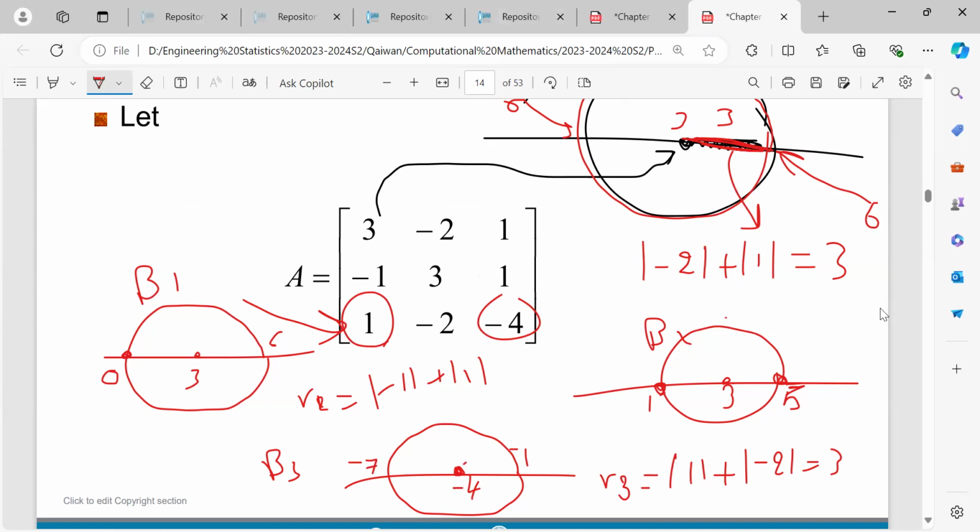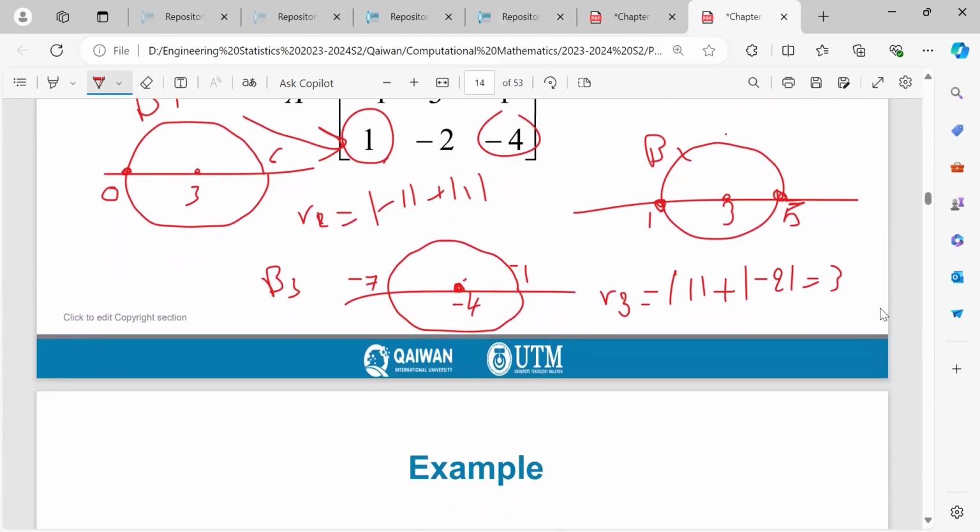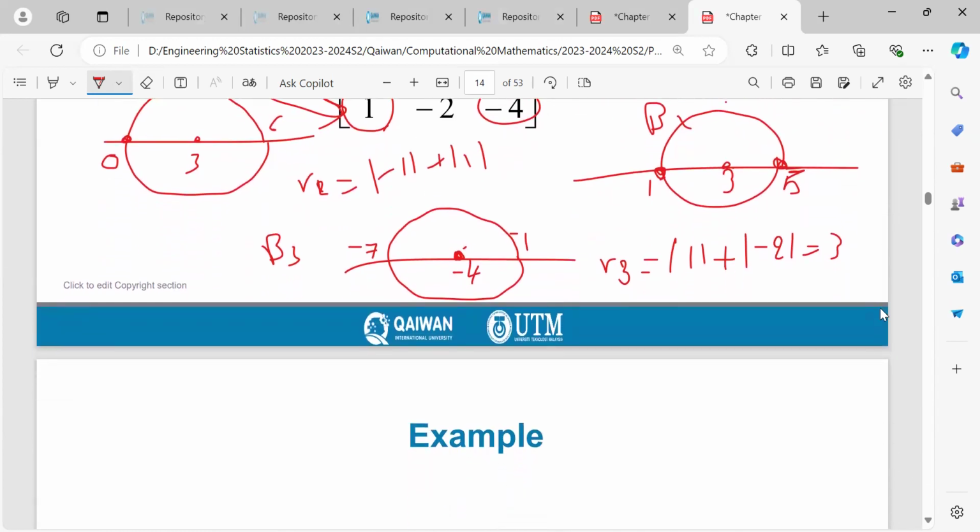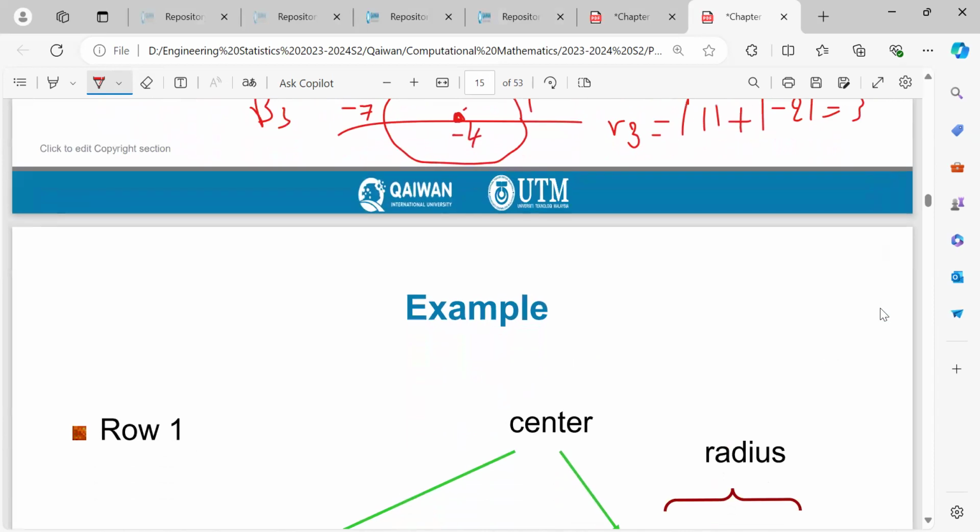Now, we need to find the region, one region, the union of these regions. We need to find a region which includes all these regions. Okay? The union of all these regions. Now we draw all together. That's it.